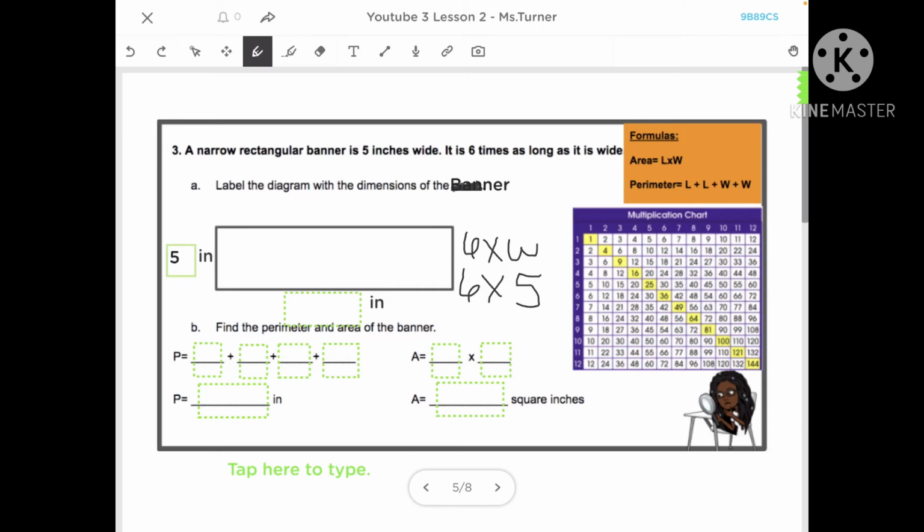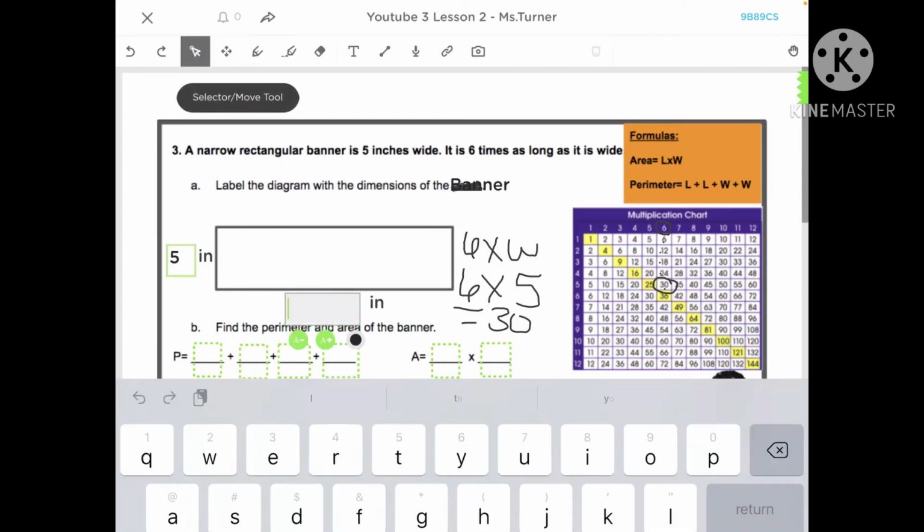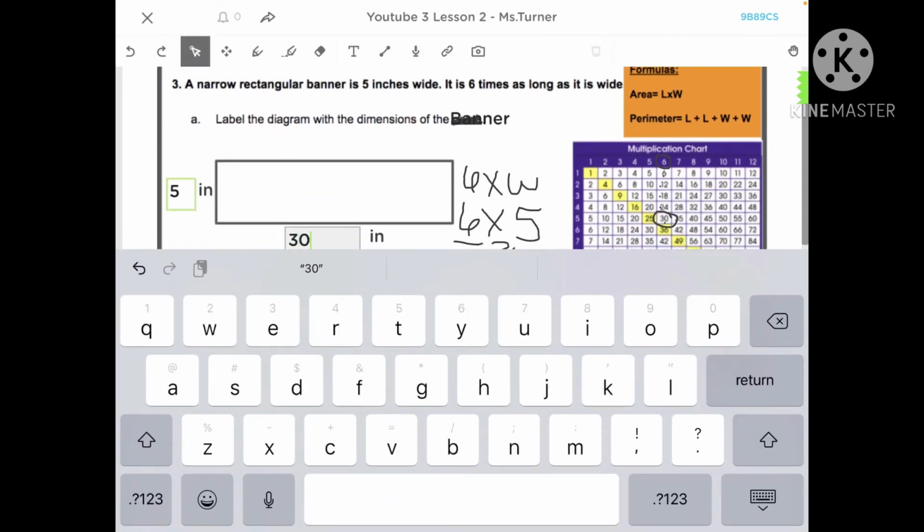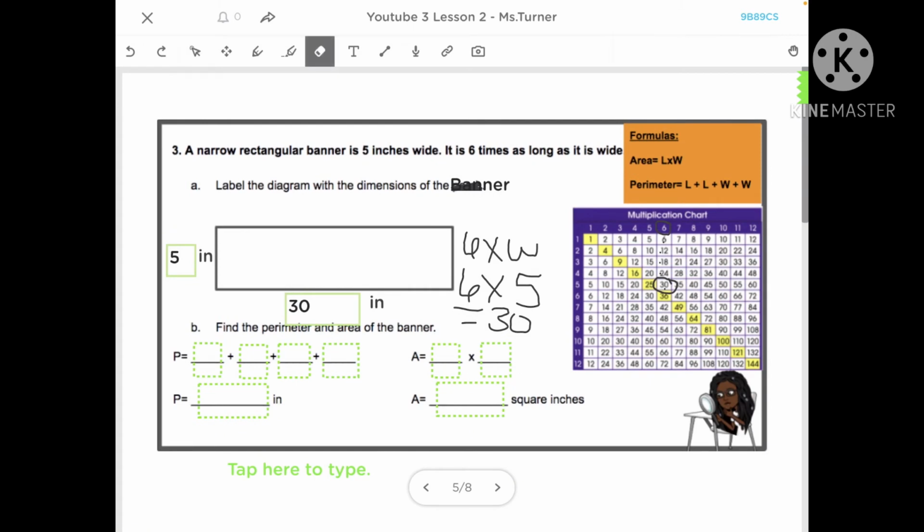And what's 6 times 5? If you're having difficulty, look at your multiplication chart. Starting at 6, going down 5. 1, 2, 3, 4, 5. What's my product? Yes, absolutely. My product is 30. So my length will be 30 inches. Good thinking.